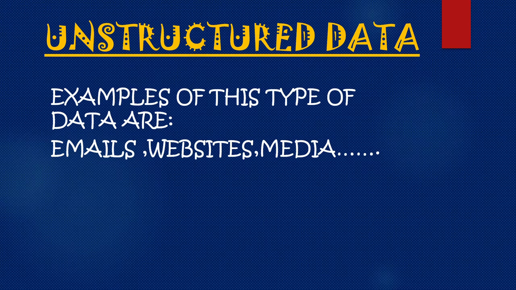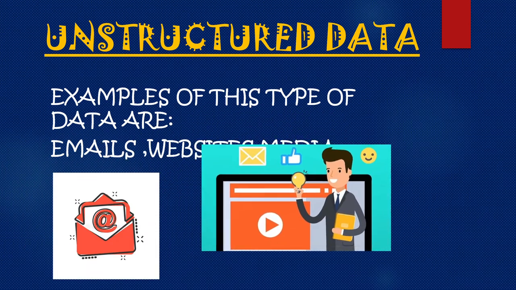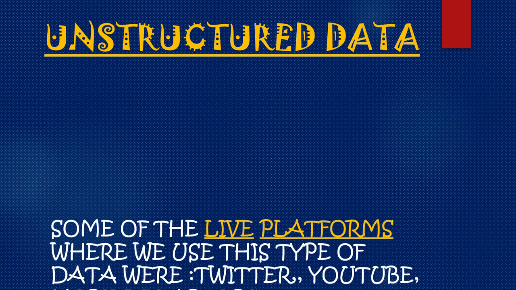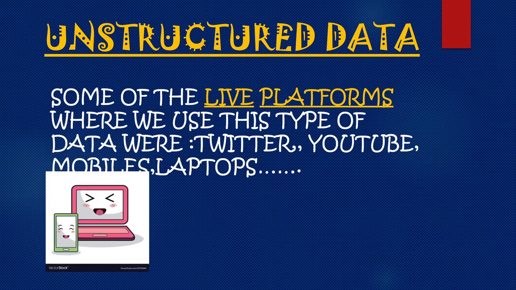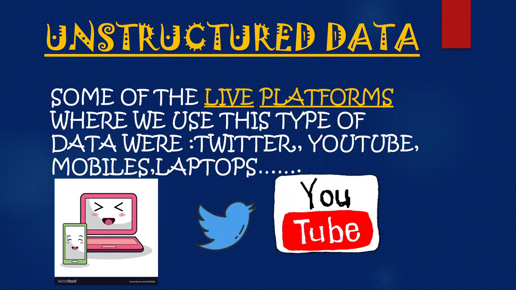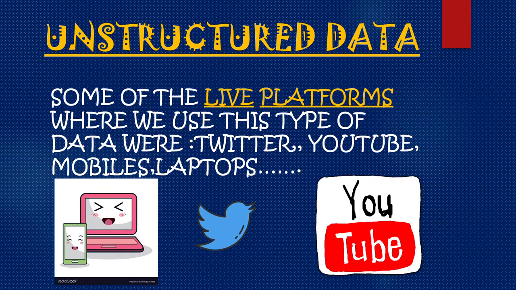Let's see some of the examples of this data. These examples can be emails, the websites which we visit daily, and media applications can also come under this category. In our day-to-day life, we use this unstructured data in many ways. Some of them could be the media applications which we use daily on our phone and laptop, the Twitter which we use to tweet, and YouTube. If you are seeing this video, you must be on YouTube, which consists of a lot of data.